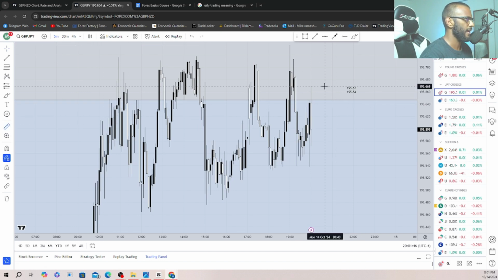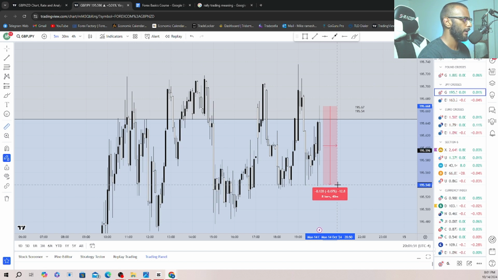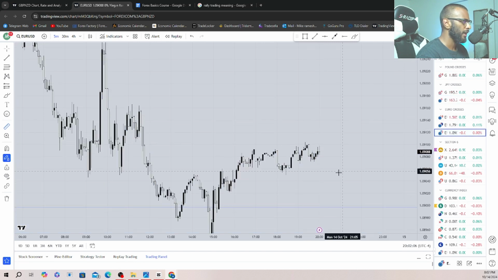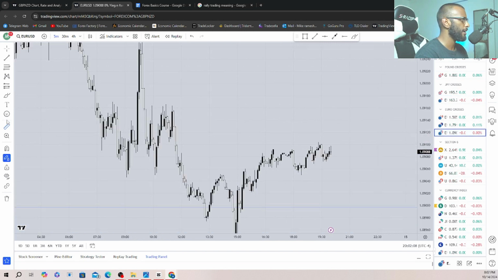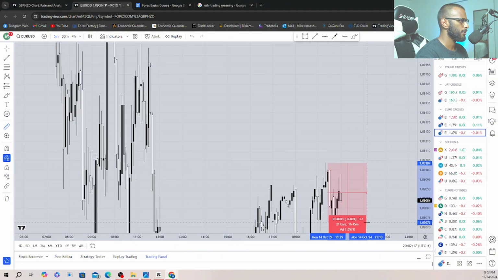Hence, when I take the ruler from this wick high to that wick low, it comes out to about 13, as you can see. That is what we did. 195.67 down to 195.54. And then lastly, let me just go back to the euro and do the same example just so you're on the same page. I'm just gonna measure from here down to here.